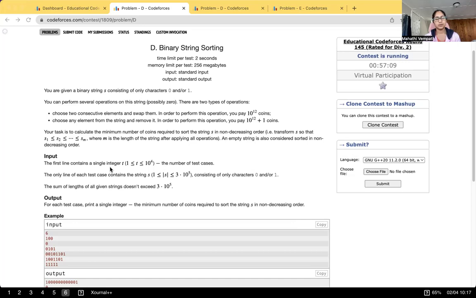Yeah, you would never do two swaps over one removal. Okay, your task is to calculate the minimum number of coins required to sort. 10 to the 4 test cases. The sum of lengths of all strings doesn't exceed 3 into 10 to the 5. So even if you swapped everything, yeah, no, that doesn't make sense.